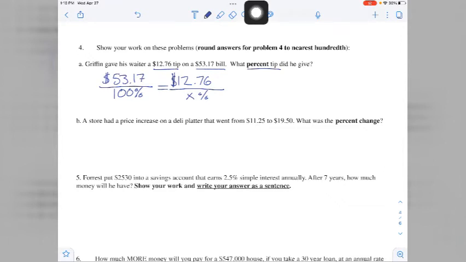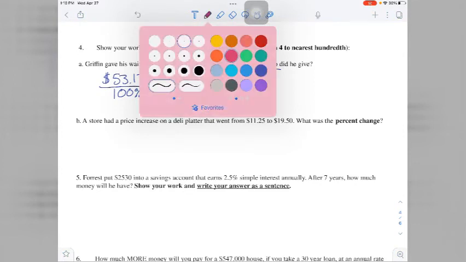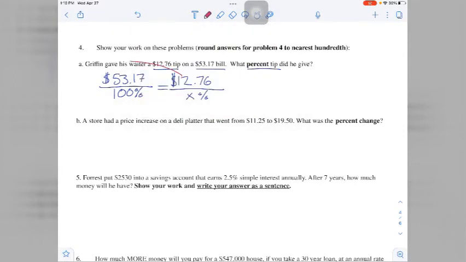So if we were to solve this using any of our other methods, one thing we can do is find out what our scale factor is. I like to use the C method to figure that out. So I would do 1276 divided by 53.17, and what that tells me is, what would I multiply 53.17 by to get this?